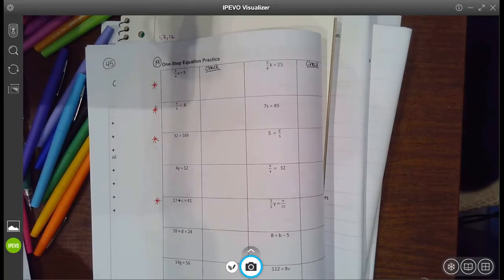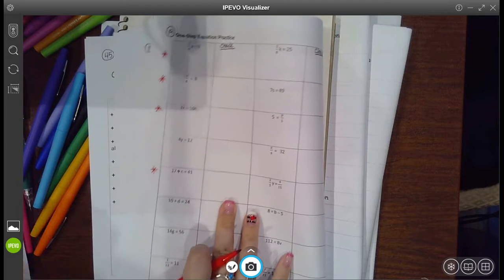Hello, my little mathematicians. I'm going to help you get started on your homework of solving one-step equations. I'm going to do the following starred problems. First of all, let's start at this bottom one.